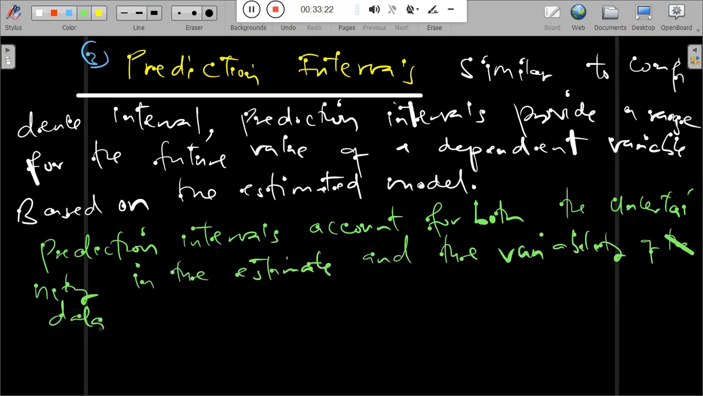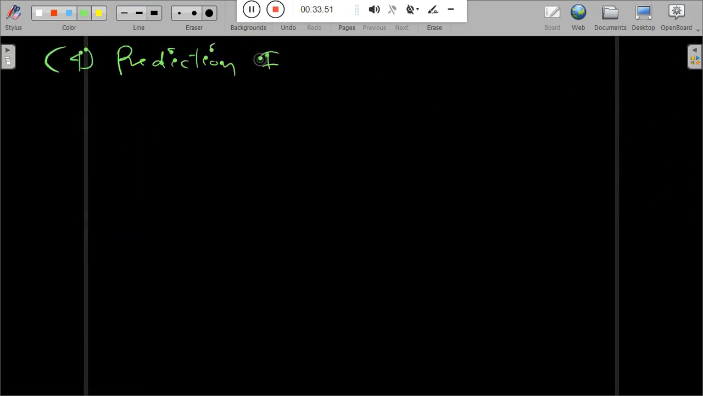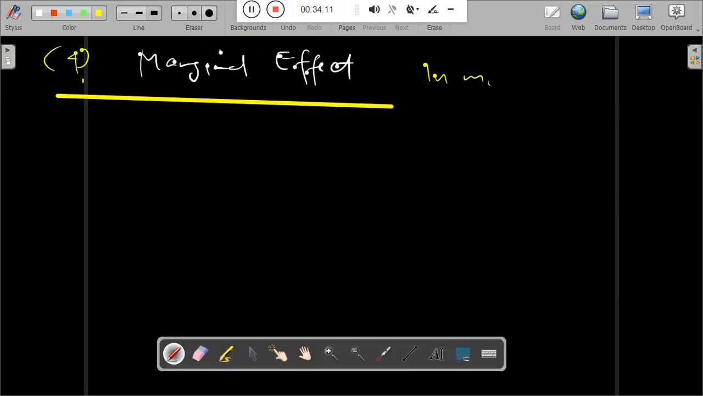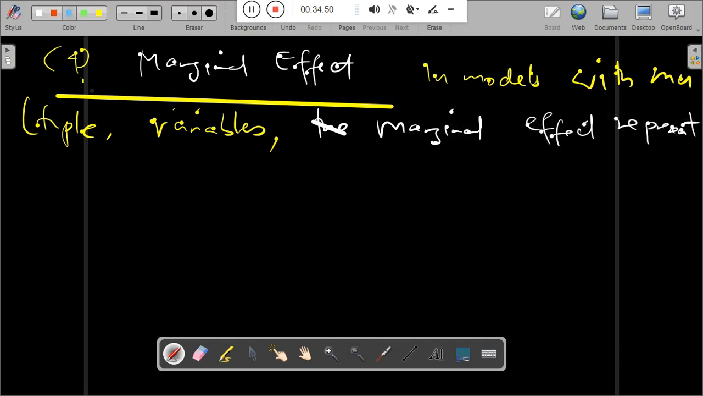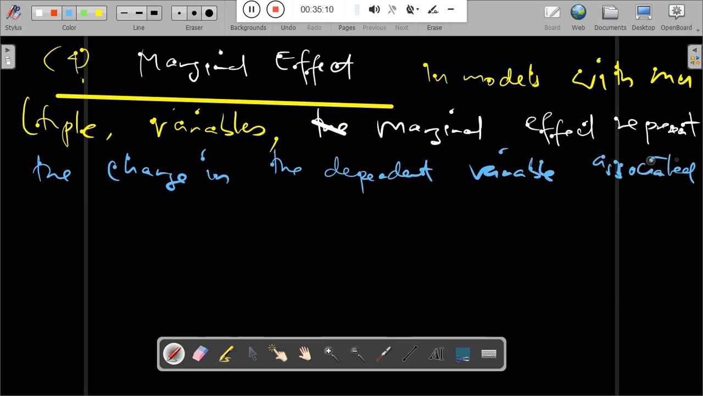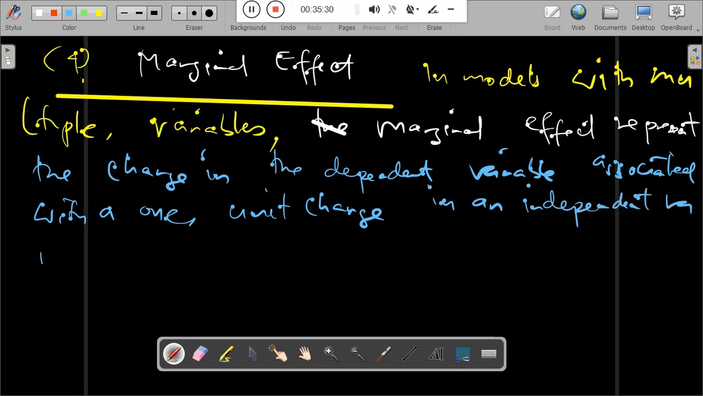It is called a prediction interval as it predicts a future value of the dependent variable. A prediction interval normally shows the future value of the dependent variable based on the estimated model. It depends on whether the estimated model is a multiple linear regression model or a simple linear regression model. Remember, a simple linear regression model shows the relationship between one independent variable and a dependent variable, but a multiple linear regression model shows one dependent variable and more than one independent variable.